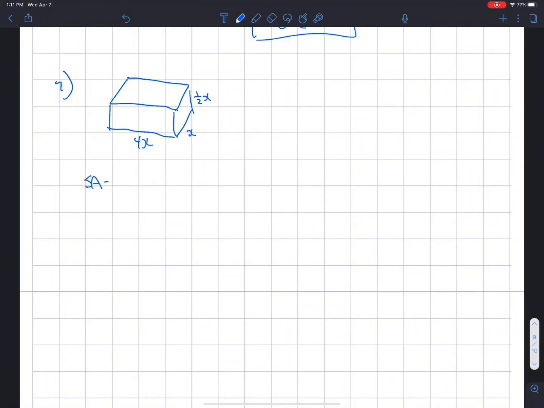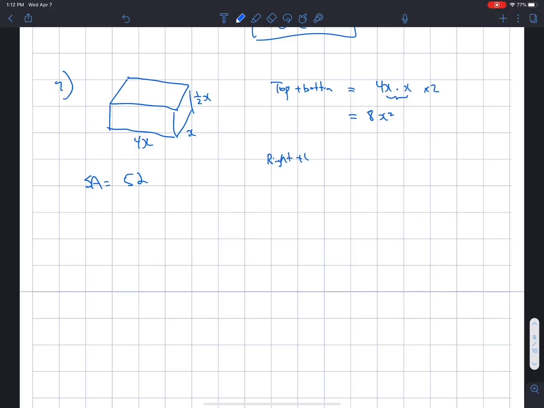So we were told the surface area is 52, and we're trying to find the width here. Okay, so I can say that the top and bottom is just 4x times x times 2. We can multiply the coefficients: 4 times 2 is 8, and x times x is x squared. So that's the total surface area for top and bottom.